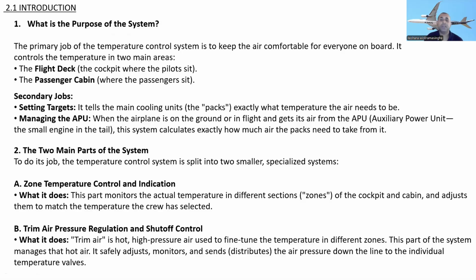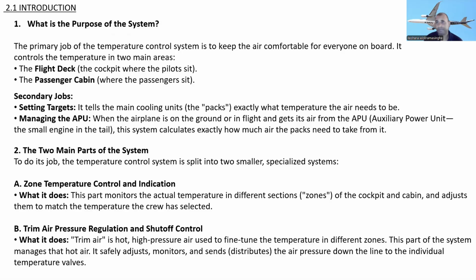All right, so the two main parts of the system. There are two main parts to do its job. The temperature control system is split into two smaller specialized systems. What are they? A, the zone temperature control and indication. B, the trim air pressure regulation and shut-off control. All right, so the zone temperature control and indication.